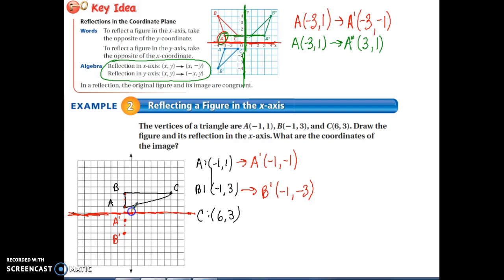Now to get to C, I go to the right 1, 2, 3, 4, 5, 6, and then I go up 1, 2, 3. So to get to C prime, I'm still going to the right 6, but I'm not going up 3. Instead, I'm going to be going down 3, which gives me a y value of -3. So my reflected image is going to be this red triangle.